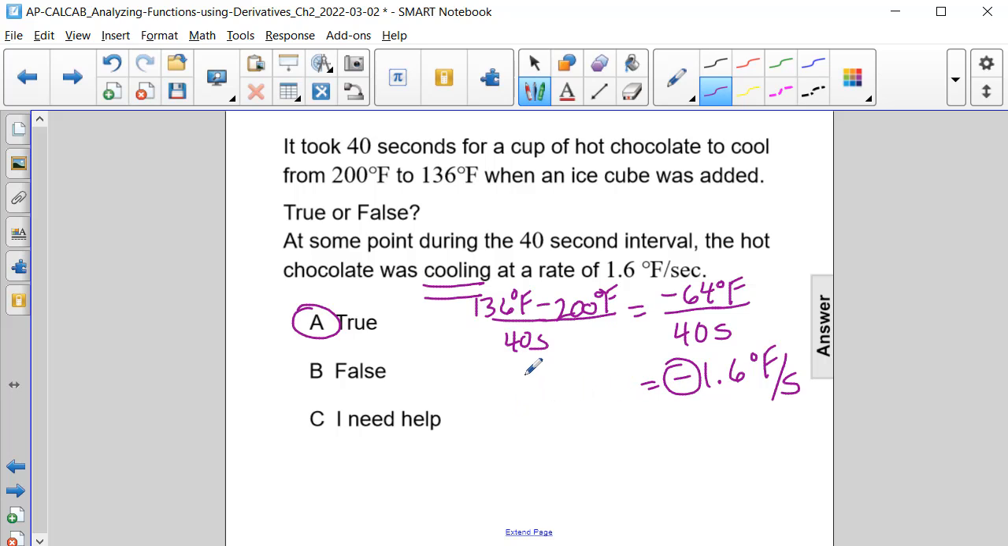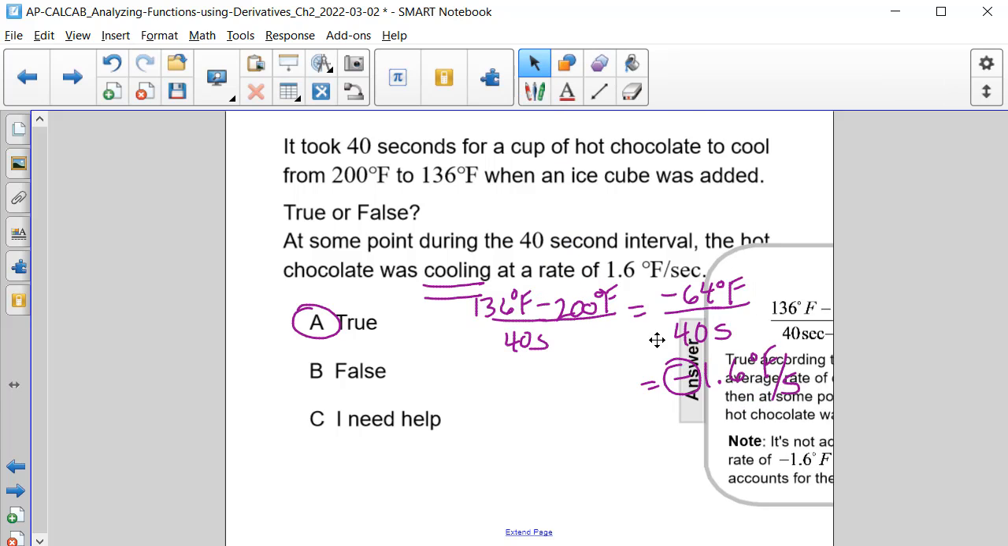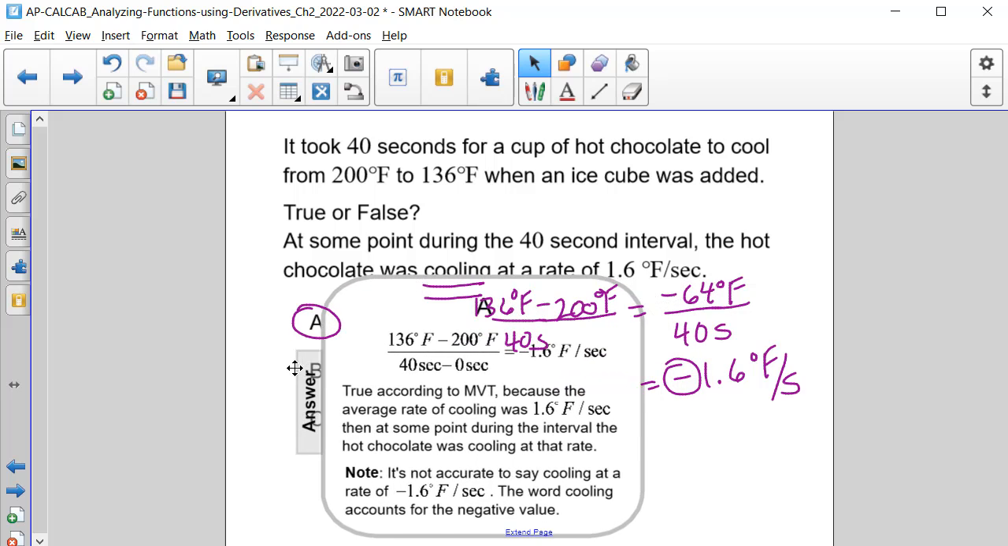And by the mean value theorem, the cooling rate of 1 6/10 degrees Fahrenheit per second guarantees that at some point within this 40-second interval of cooling, the hot chocolate had to be cooling at this exact rate. So this is definitely a true statement.